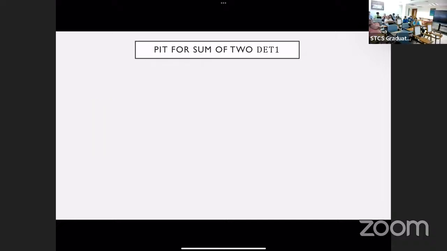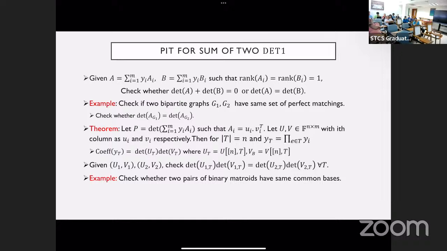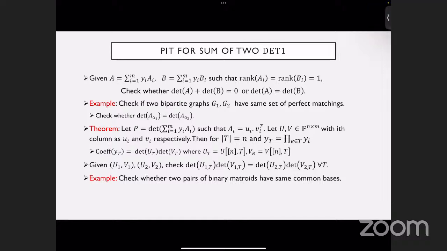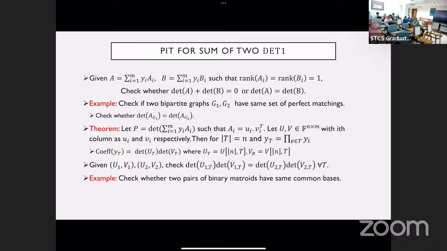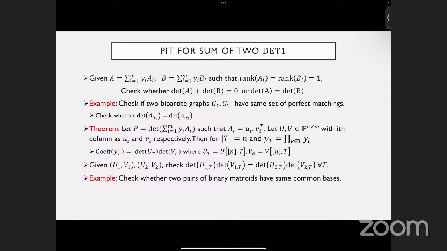Can you just hang on one second? I didn't quite understand. Can you just go back? What's a binary matroid? So a binary matroid is a matroid which can be represented. It is a linear matroid, and it can be represented over field F2.